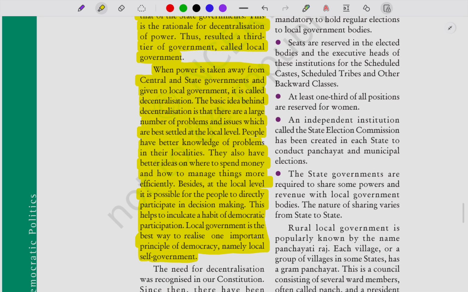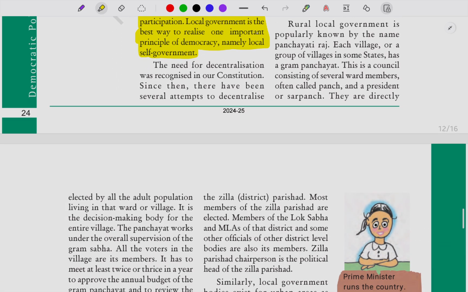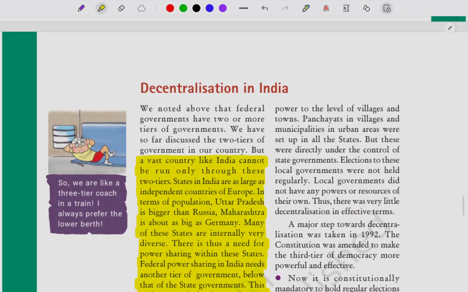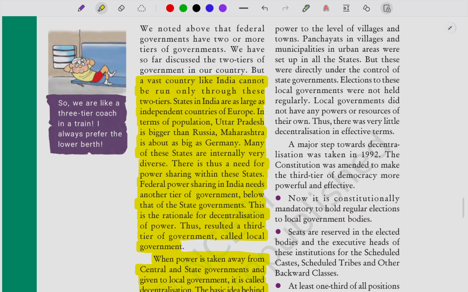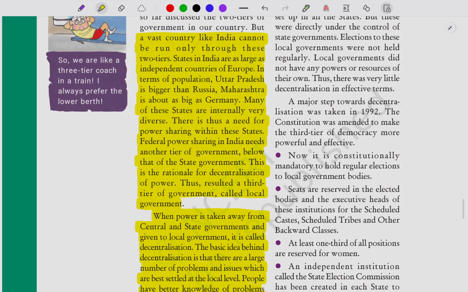What is decentralization? Or a 5-mark question, what is decentralization and what is the idea behind decentralization? Okay. The need for decentralization was recognized in our constitution. Since then, there have been several attempts to decentralize power to the level of villages and towns. Panchayats in villages and municipalities in urban areas were set up in all states, but these were directly under the control of the state governments. Elections to these local governments were not held regularly. Local governments did not have any power or resources of their own. Thus, there was very little decentralization in effective terms.